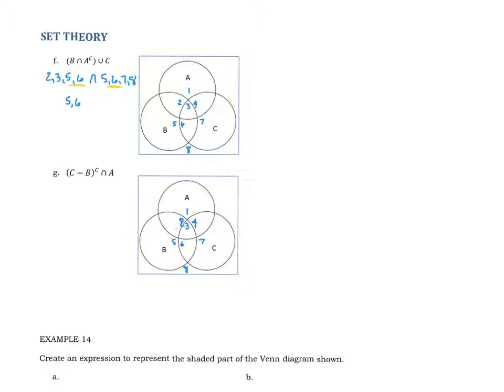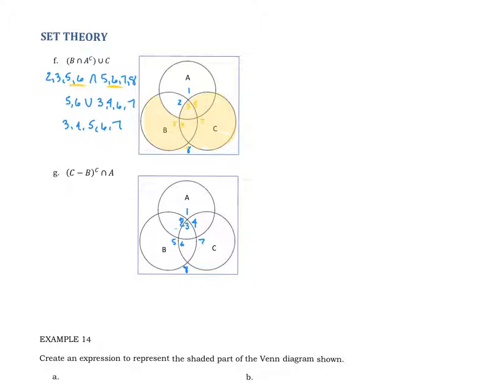And then the union of that and set C, which is 3, 4, 6, 7. Those are the regions that make up set C. So if I want the union of those two, it'll be 3, 4, 5, 6, and 7. So those are the regions I will be shading right now. Okay, hopefully we have the same thing.